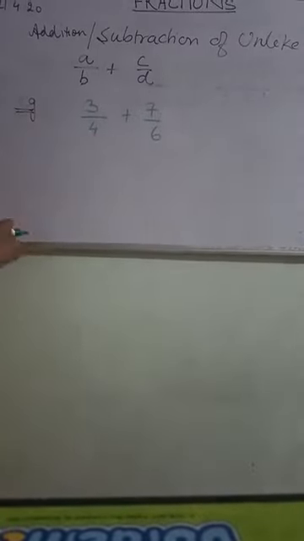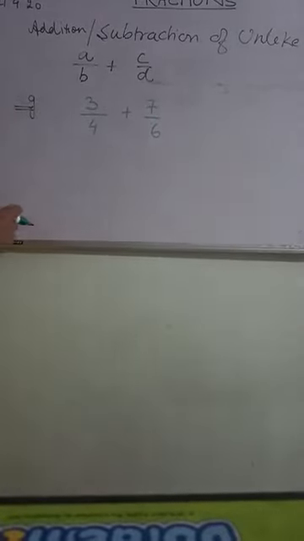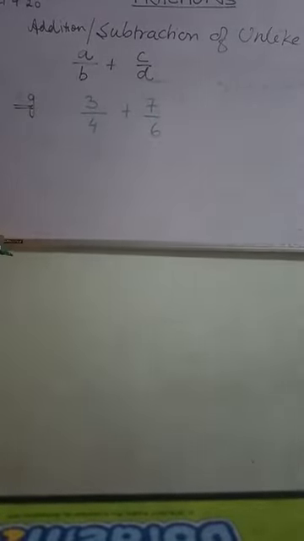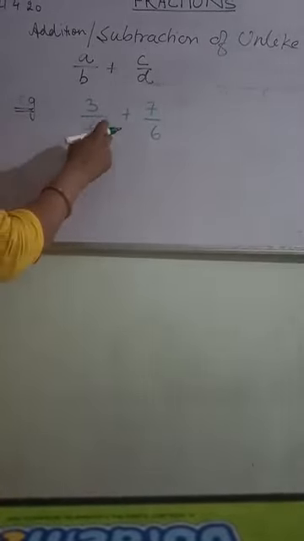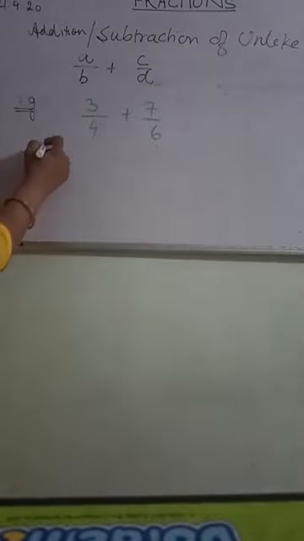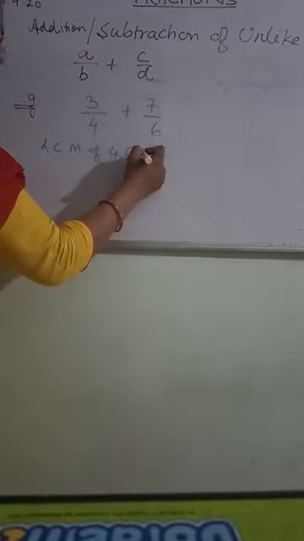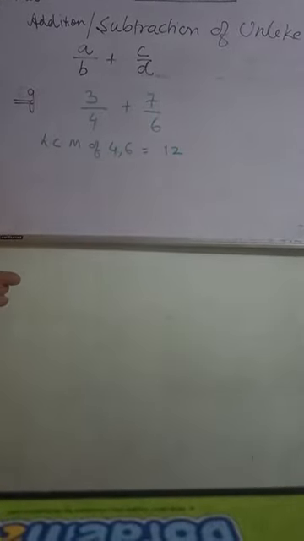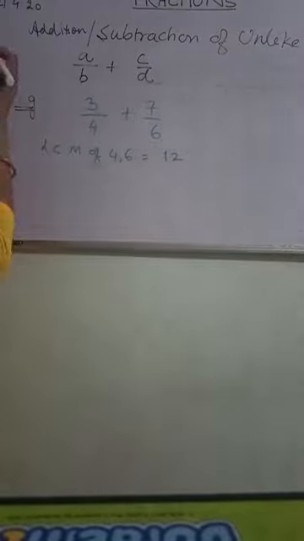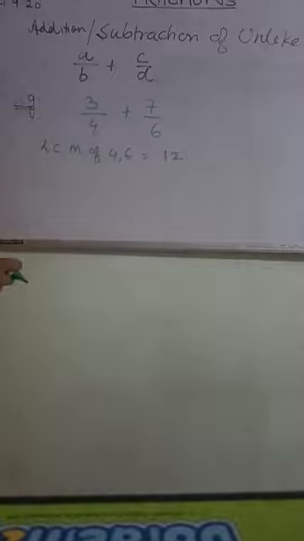Denominators are different. So we have to convert them into like fractions. How can we convert two fractions into like fractions? One's denominator is 4, the other denominator is 6. So we take the LCM of 4 and 6. What is the LCM of 4 and 6? The LCM of 4 and 6 is 12. So we can convert these so that the denominator is equivalent to 12.